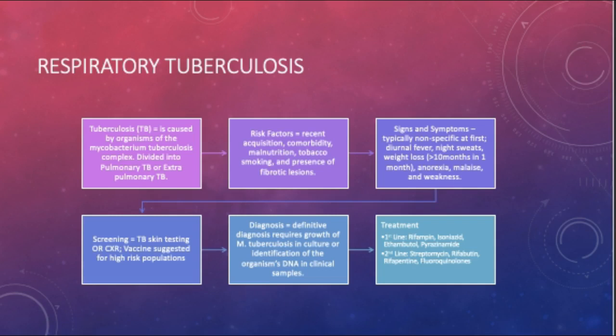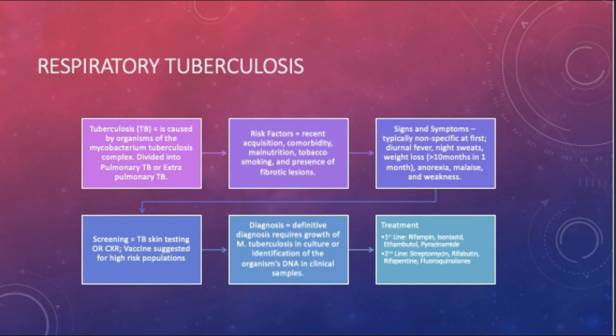A board question though, and I know we talked about this in our second lab day: whenever somebody says that they're having night sweats, you have to rule out TB. That is going to be a board question, so just make sure that you remember that. They can have a non-specific fever. They can have weight loss, typically greater than 10 pounds in 1 month.